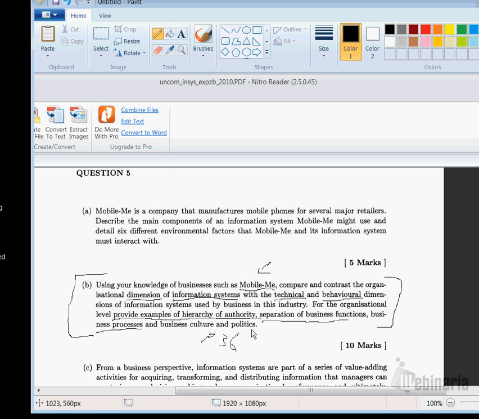and as well, you need to talk about the separation of the business functions and the separation of the business culture. Okay, and the business culture is important for our complementary assets. So if the business culture isn't correct, then the information system for MobileMe isn't going to work. So that is just an example of the type of exam question you might get in relation to chapter 1. You'll be given a fictitious company, and you're asked to compare the 3 dimensions of the information system and talk about the different levels of authority, the functions, the processes, and the culture.